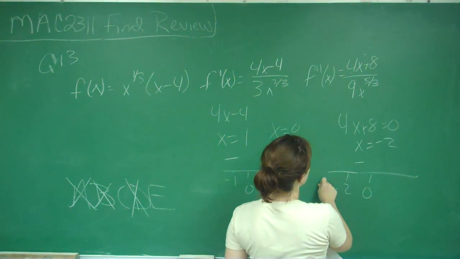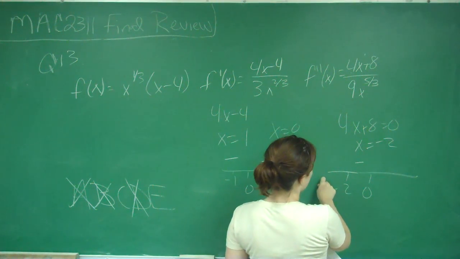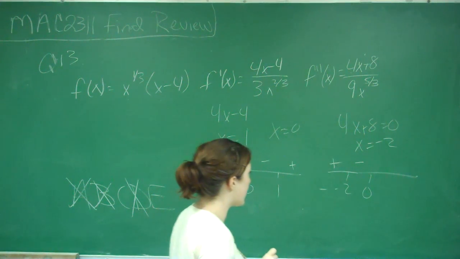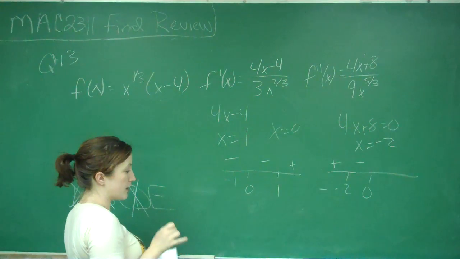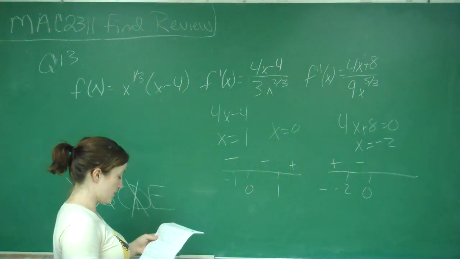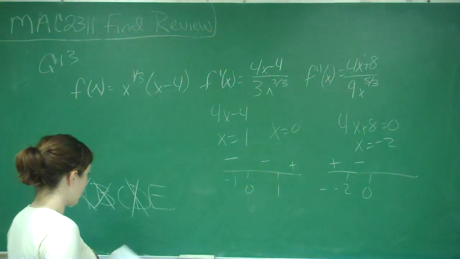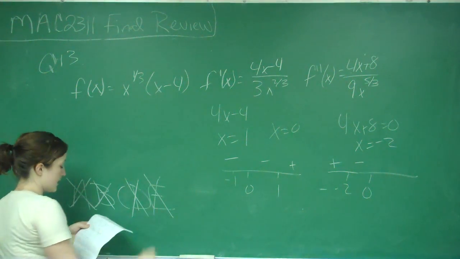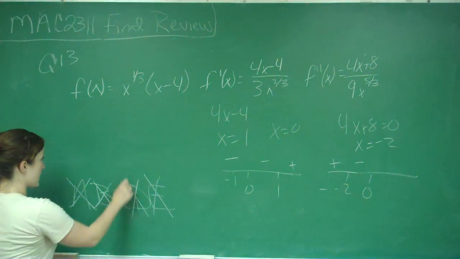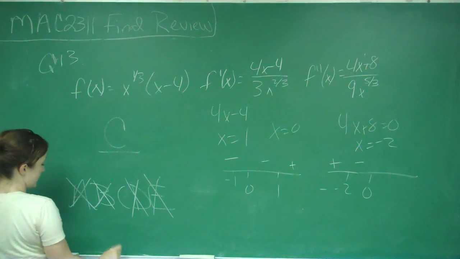And then if I test -3, I would get a negative over negative, which is a positive. And so I know that at -2, I should have an inflection point that goes from concave up to concave down. And I can eliminate graph E because that doesn't have an inflection point at x equals -2. So my answer then is graph C.